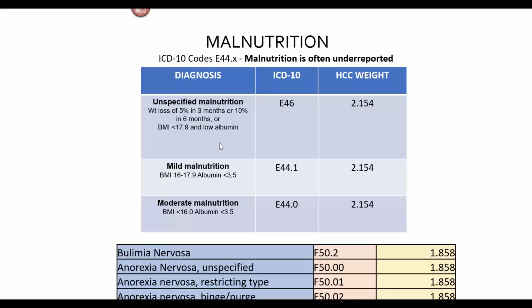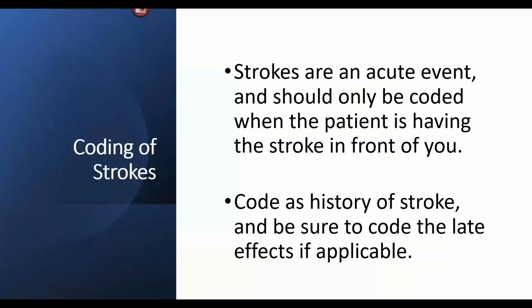Malnutrition, very limited use, very underreported. If someone's lost 5% in 3 months or 10% in 6 months, you can use the E46 code. The BMI less than 17.9 and the low albumin is also a way to use that, or these combinations, they have a lower BMI and an albumin less than 3.5. All of these are going to RAF. Of course, your eating disorders are going to RAF too, so you want to make sure you document those correctly.